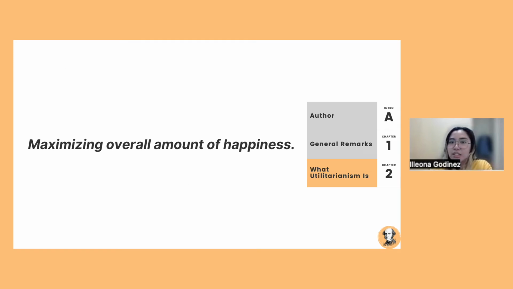Mill also discussed that utilitarianism is about maximizing the overall amount of happiness. This means that utilitarianism is not about maximizing the personal happiness of an individual, but the overall amount of happiness of everyone.